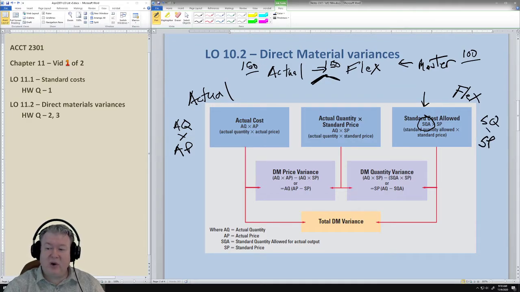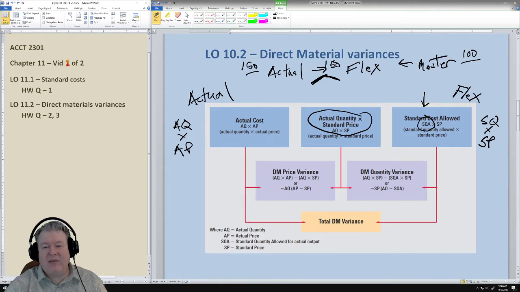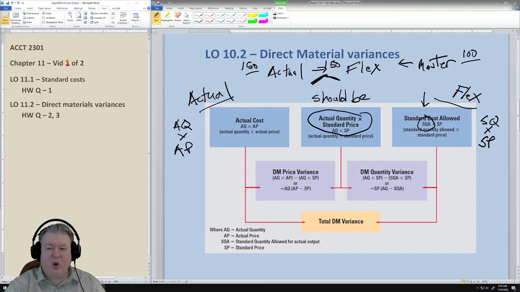And then in between, we've got this sort of intermediate calculation. Actual quantity times standard price. Now, people don't normally name this, but I kind of name it. So if this is the actual results, this is the flexible budget, I label this as the should be. In other words, if we took the actual quantity and multiplied it by our standard price, this is how much we should have paid.